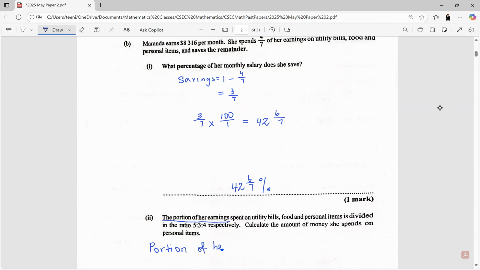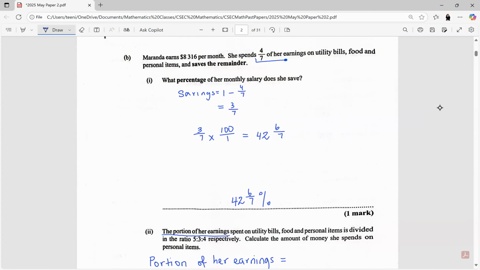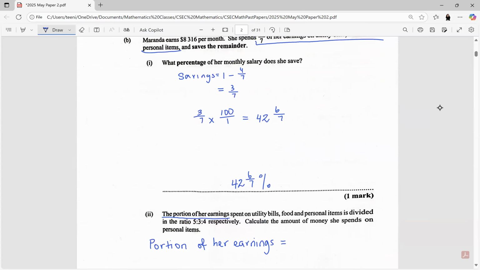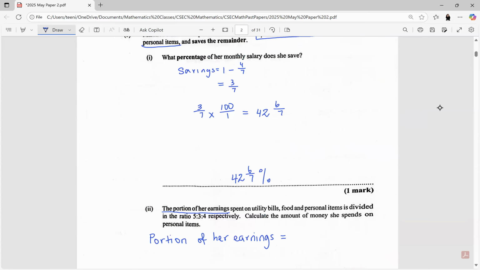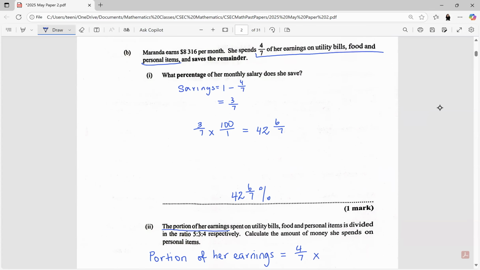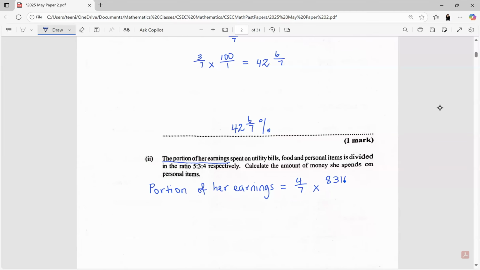Miss, you multiply 8,316 by 4/7. That's right, because it's literally here, guys. It literally said she spends 4/7 on those things. So literally 4/7 of 8,316. Of means to multiply. So to find out the actual amount of money spent on that, or in other words, the portion of her earnings spent on those things, we would have to find 4/7 of 8,316. Right? So calculate that for me and tell me what it is.